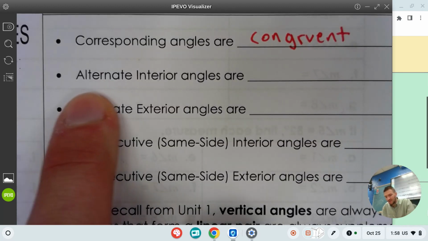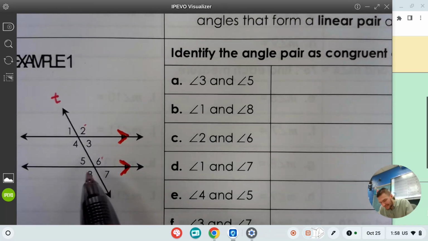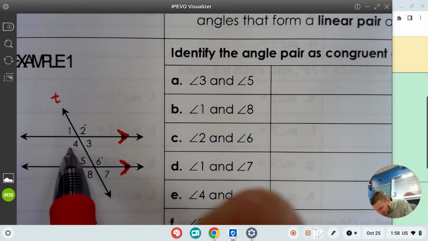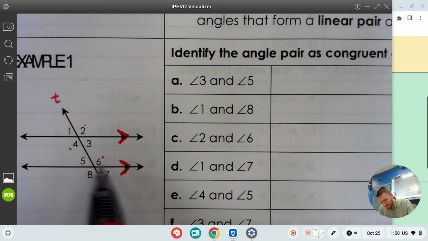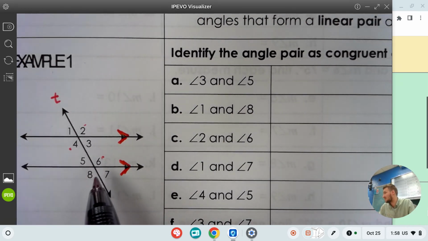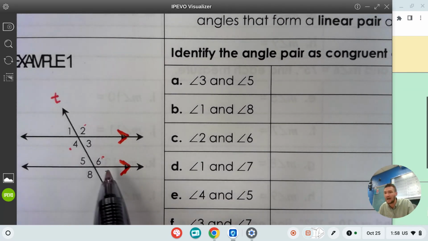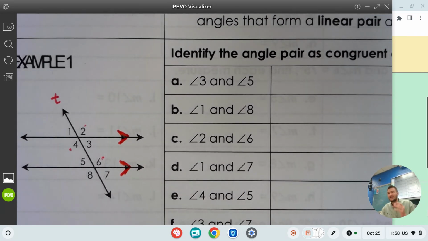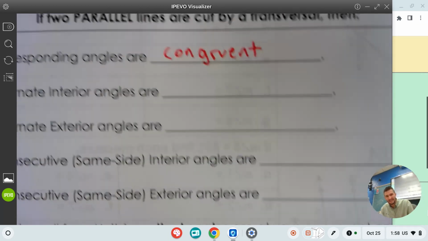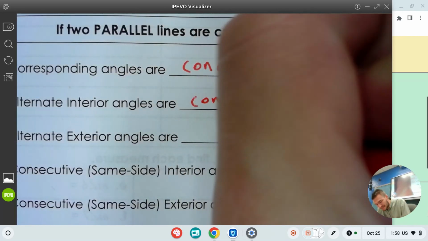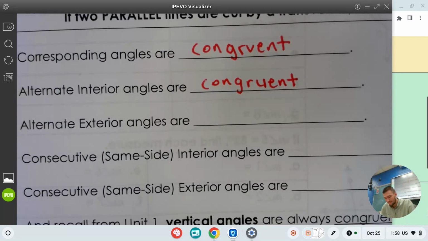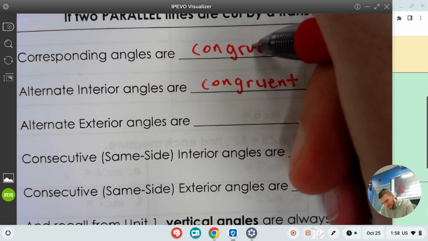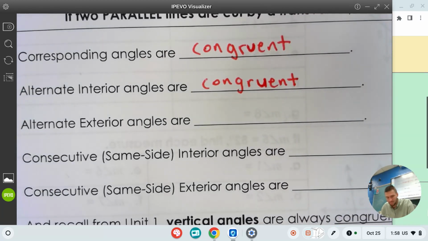Okay? Alternate interior. So alternate interior, this would be like 4 and 6. And when it comes to 4 and 6, guess what? Just like Monte was saying, they are both obtuse, and they actually look exactly the same. Again, alternate interior angles are congruent. I don't know that I like that U. It's kind of ugly, but whatever.